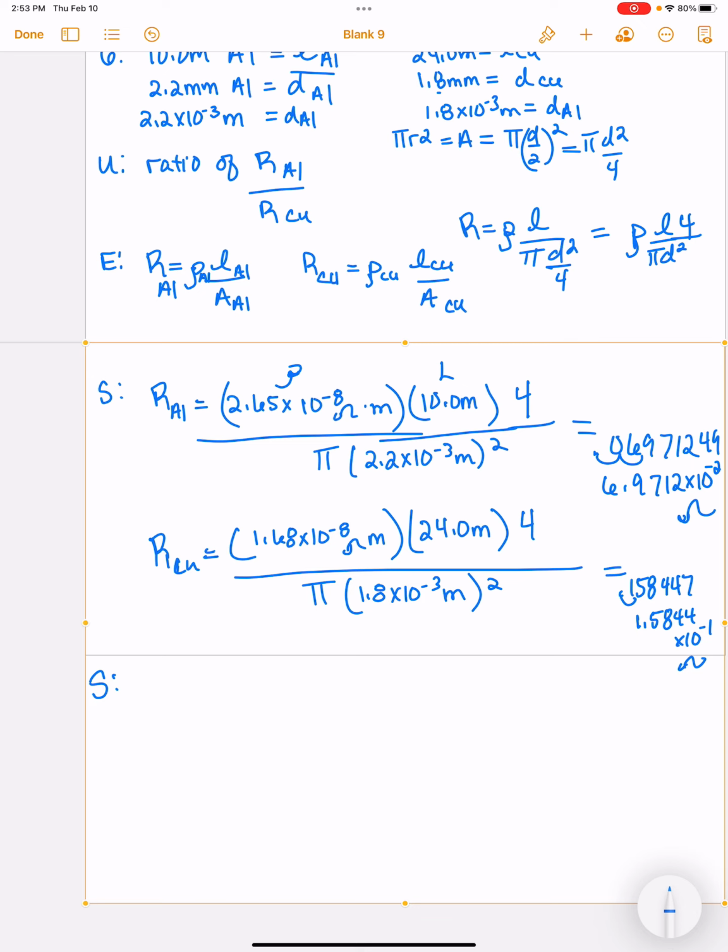what we need to do is we have the two resistances, and we want to know, remember, the resistance of aluminum to the resistance of copper. So we'll go ahead and use the decimals. 0.06971249 divided by 0.158447. It's a few more extra decimals, doesn't hurt. You don't want to use rounded numbers if you can help it.